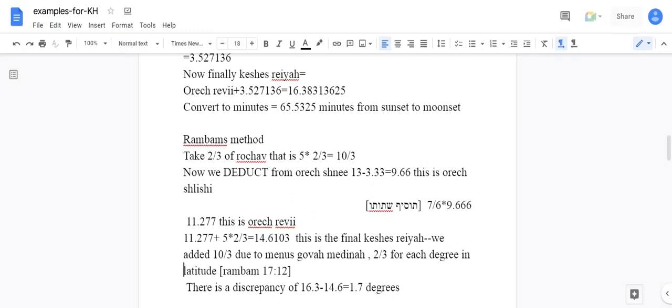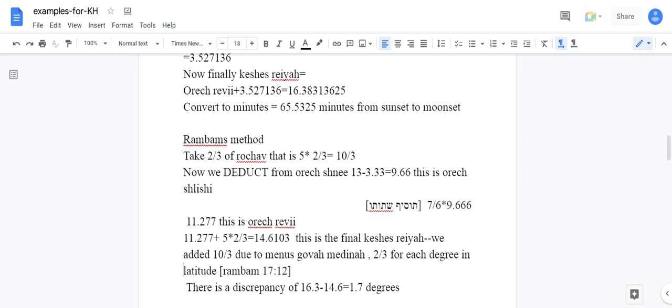It's 11.277. Now the final step of the Rambam is to always add 2/3 of the latitude of the Reichav, and here we're dealing with 5, so we add again to 11.27, you add 10/3, 14.6. The final catch is 3. So there's a discrepancy, as I wrote, 16.3, 14. It's some kind of discrepancy, not too much. This is the 1.7 degree discrepancy.